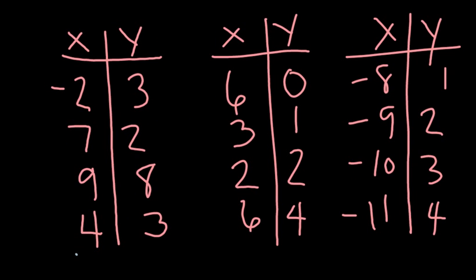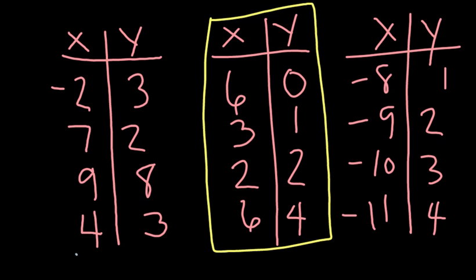Now, look at these 3. 2 of these are functions. 1 is not a function. Remember, in a function, when you put a number in for x, you can only get one answer for y, never 2. So which one do you think is not a function? If you said this one, you would be correct. This is not a function. Why is it not a function? Because when I put in 6, sometimes I get 0 and sometimes I get 4. If I put the number 6 in, I get 2 different answers. The other 2 are functions.